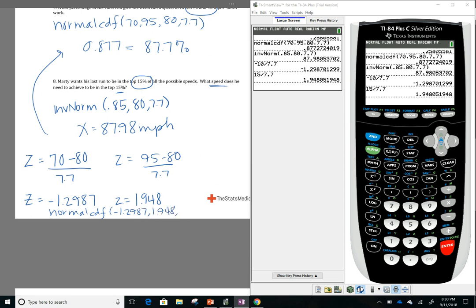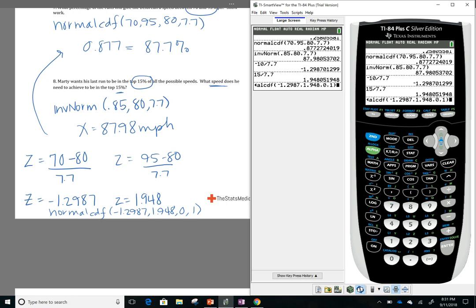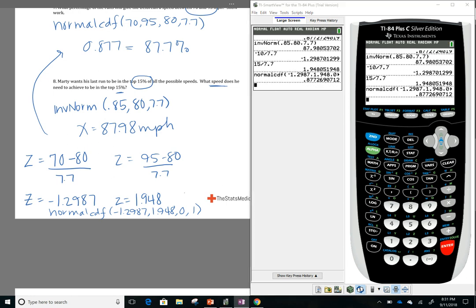But now that we've standardized it, our mean is now 0 and our standard deviation is now 1. So if I go to second vars, still a normal CDF, but now I'm using my z-score for my lower and my upper. And I get 0.877, which is 87.7%. So I can standardize it, or I can just use my mean and standard deviation. All of these can also be done on your chart.